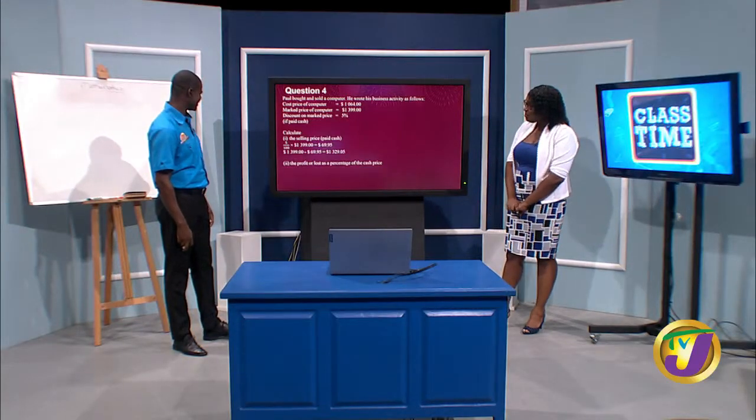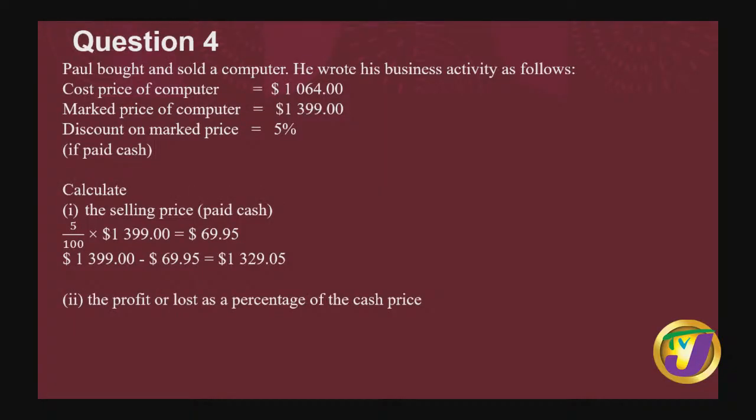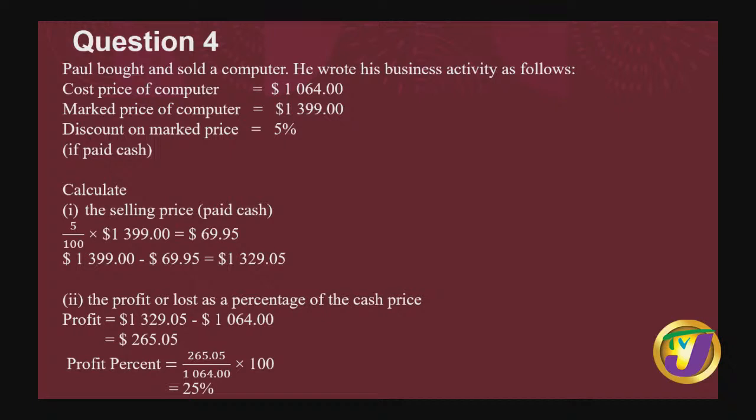All right. So part 2 says the profit or loss as a percentage of the cash price. Again, we made a profit of $265.05, and we calculated our profit percentage as 25%. So we gave a discount, but we made a profit.